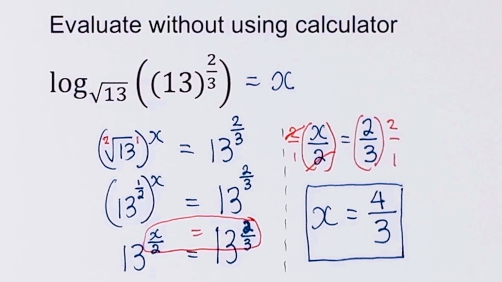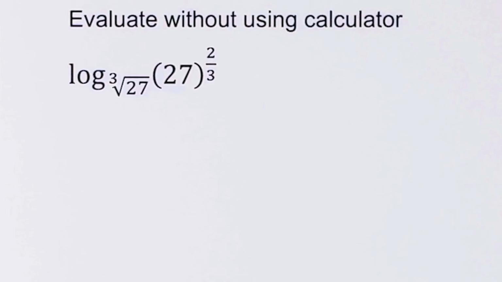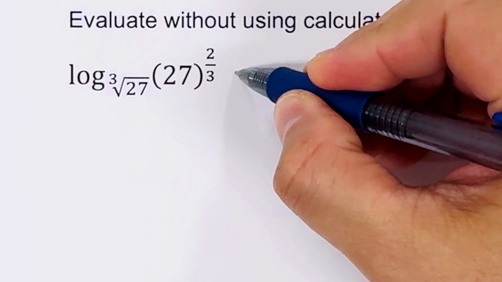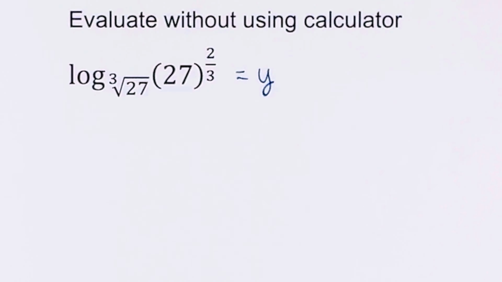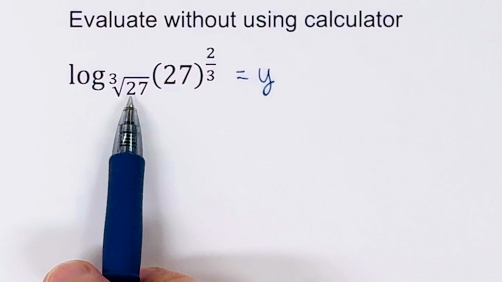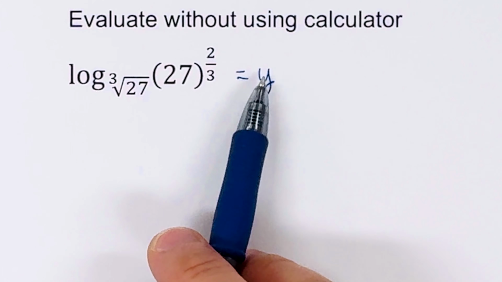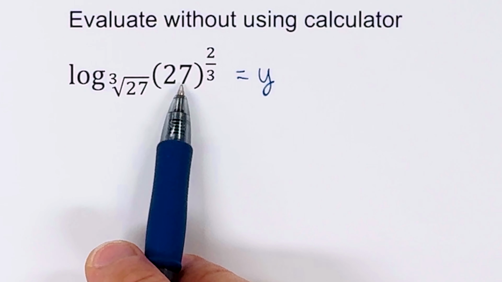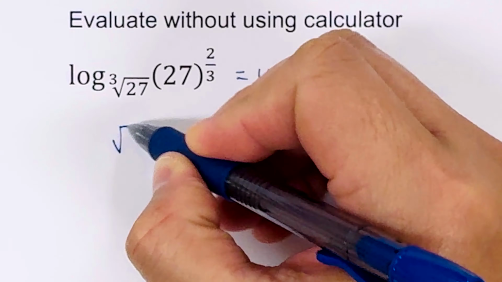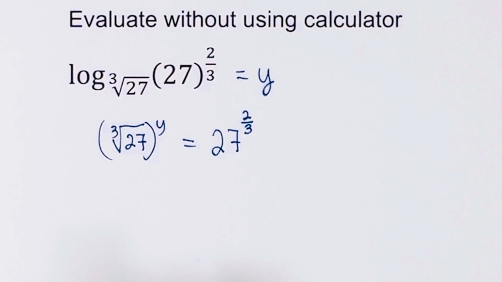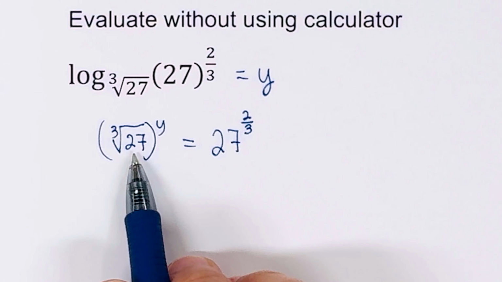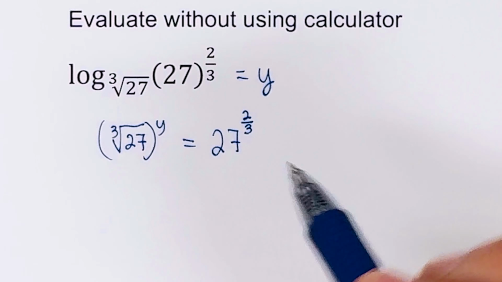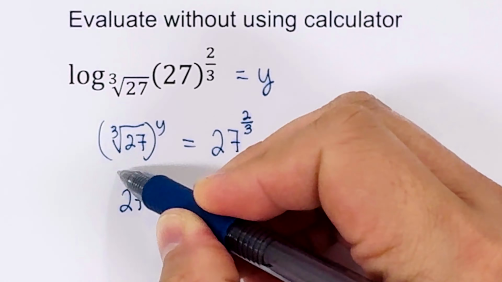Now let's have another example. To evaluate this expression that we have here, we're going to equal this to a variable, let's say y here, so that we can go ahead and change this into its exponential form. That is the cube root of 27 raised to the power y is equal to 27 raised to the power 2/3. This cube root of 27 can be written as 27 raised to the power 1/3. So I'm going to go ahead and show that work down here.